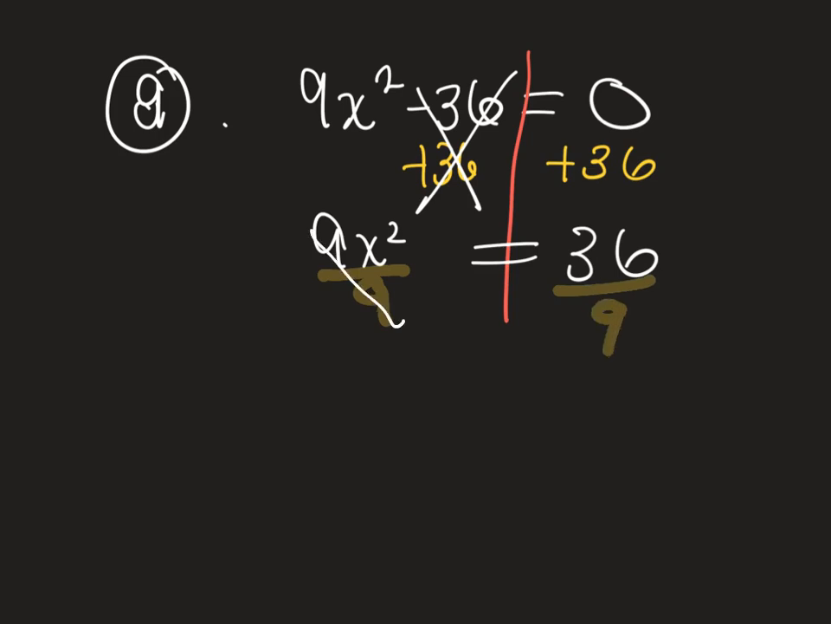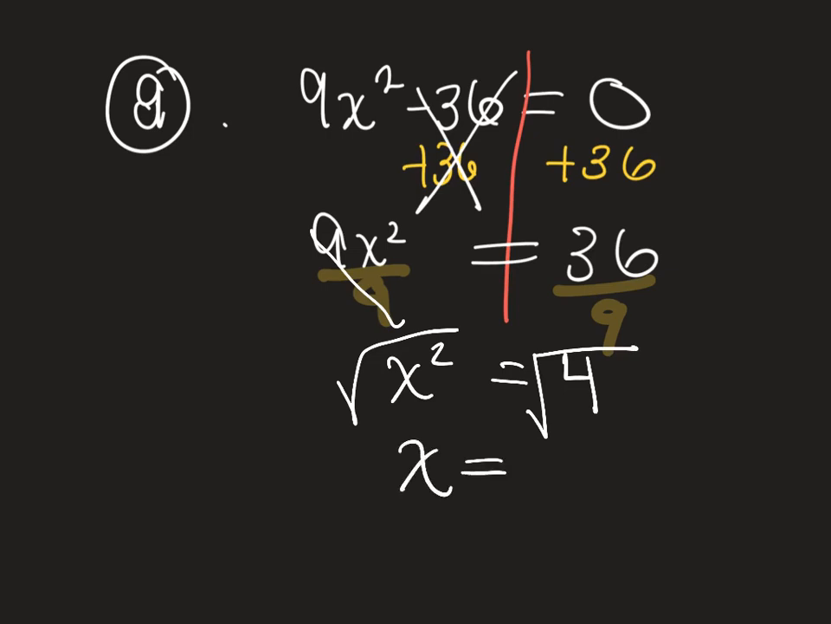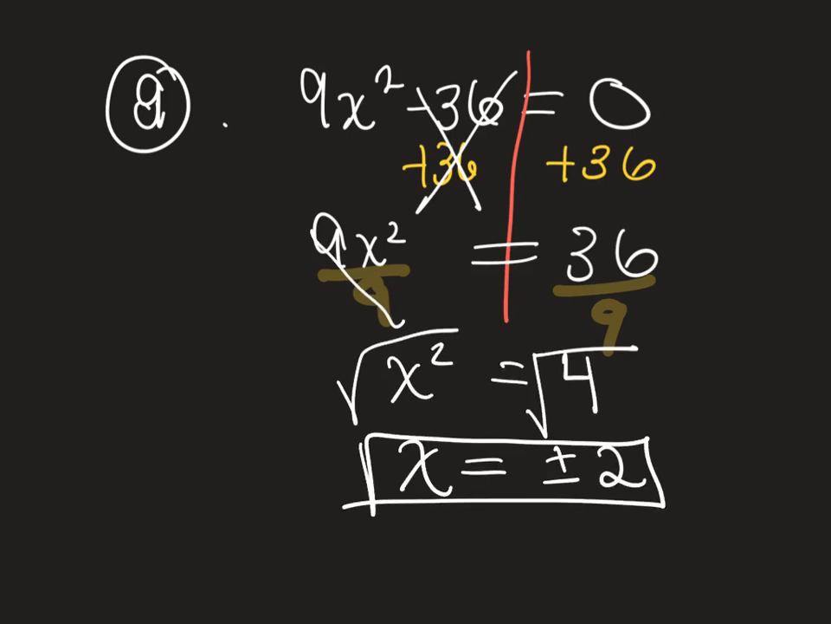So these 9's cancel out. I get x squared equals 36 divided by 9 is 4. To undo my square, I'm going to square root and square root. So x is going to equal plus or minus, the square root of 4 is 2. So there are all of our answers.